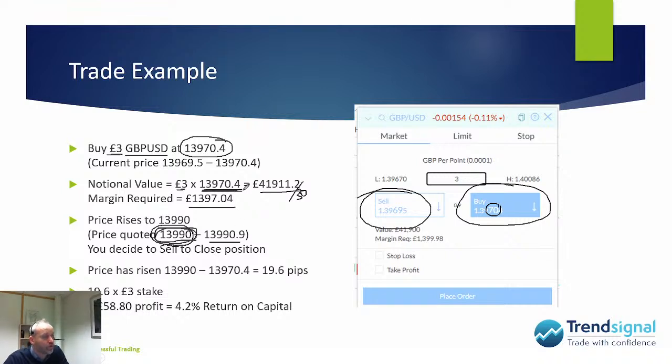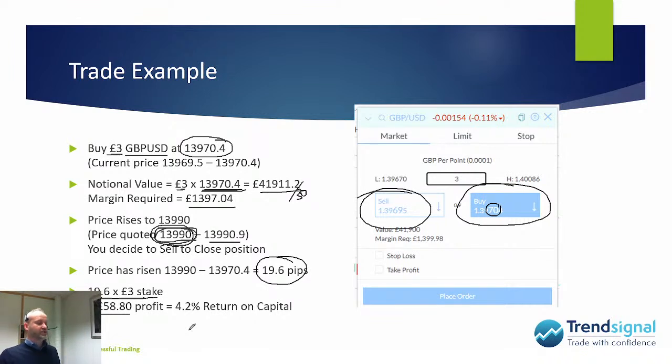And that means I bought at 13970.4. I'm going to close at 13990. That is a profit of 19.6 points. Great, lovely. I did that at £3 per point. So 19.6 times by 3 is £58.80. And that's it. That's why spread betting is quite attractive, because actually in mathematical terms, it's quite simply packaged, basically.